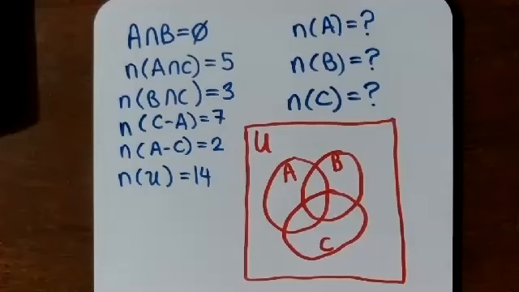All right, let's take a look at solving a set theory problem using a Venn diagram where we're given cardinal numbers of certain set operations.